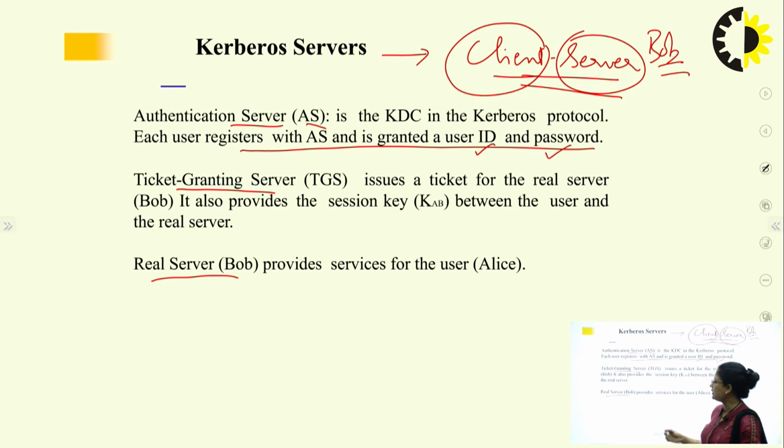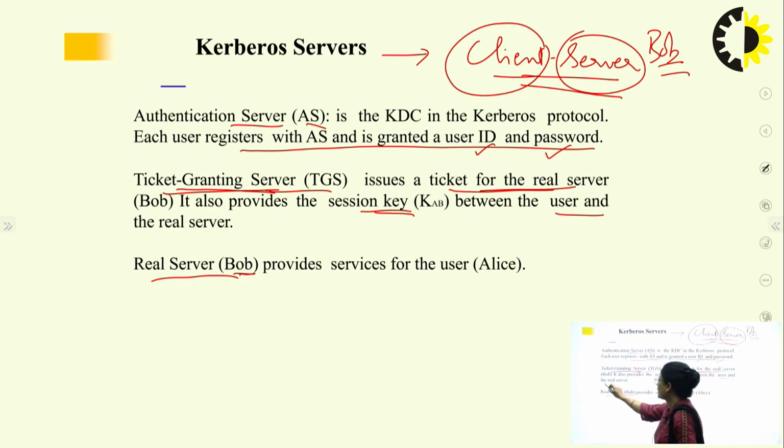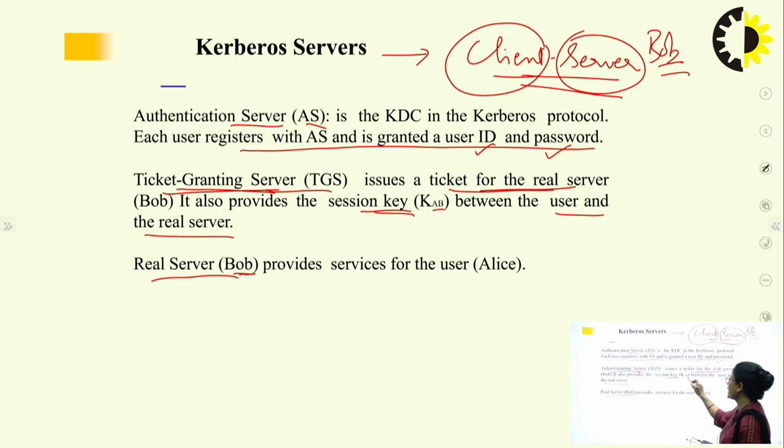After that, the ticket granting service starts, and this server's role is to give a session key, which we are calling a ticket, for the server. For the real server, here it is Bob, that means between the client and the server. So the temporary session key is generated by the ticket granting server, and its role is to provide the session key that will be used between the client and the server. We call it KAB, meaning A for Alice, which will be the client, and B for Bob, which will be the server in this case.